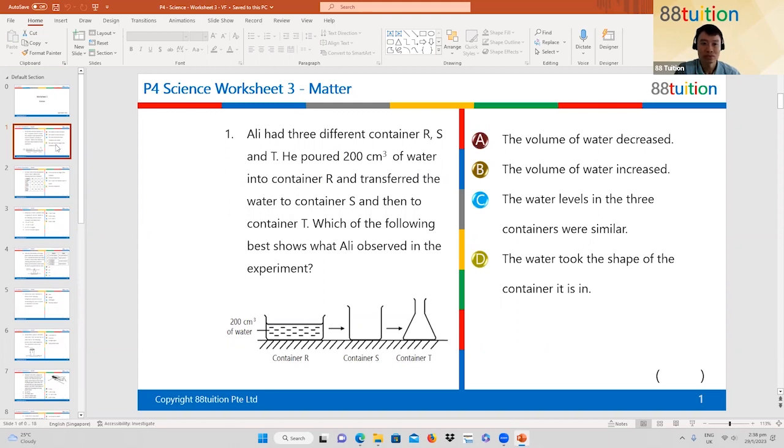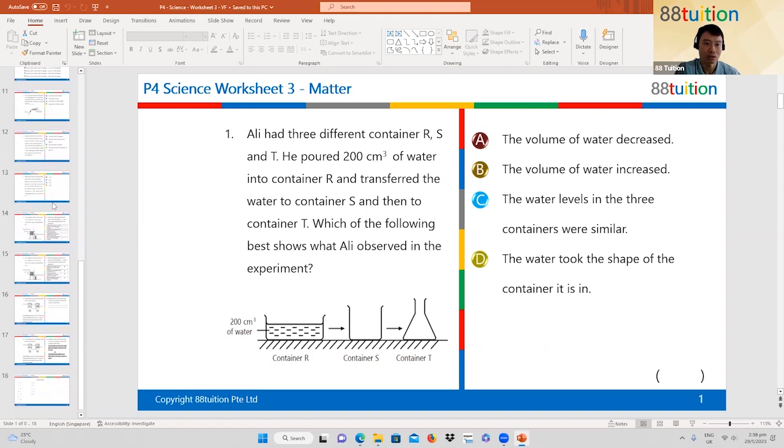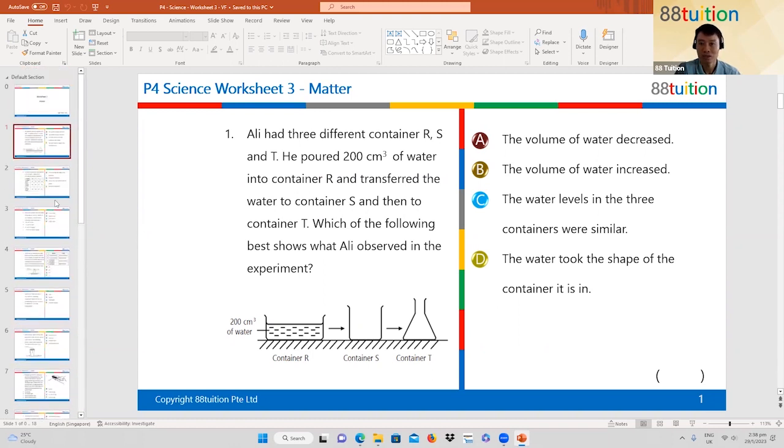Shall we do the MCQs first? Then later on, we will do the open-ended questions, then go back to the MCQs. All right, start doing the MCQs now. 3 minutes later, I'm going to discuss the answers. Are we supposed to do all MCQs first? Yeah, we finish all the MCQs first, or maybe we do 5 MCQs, then go to the open-ended questions.